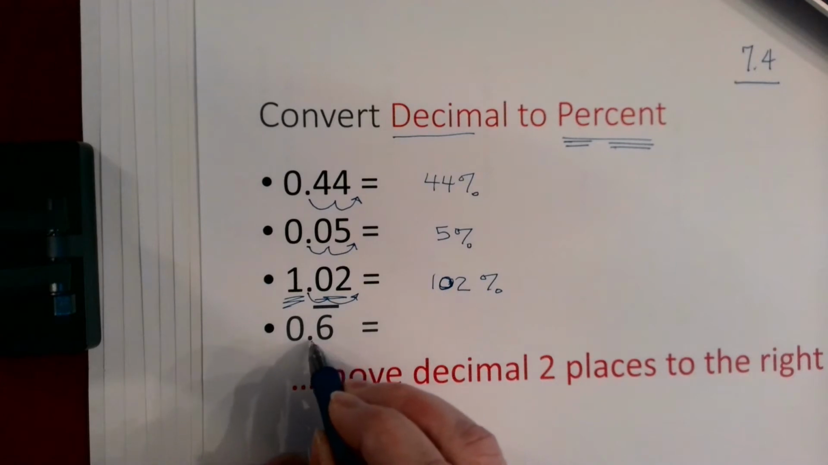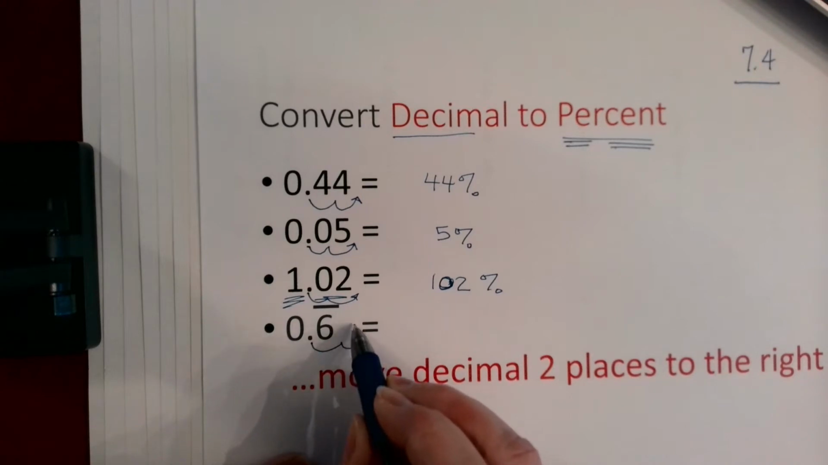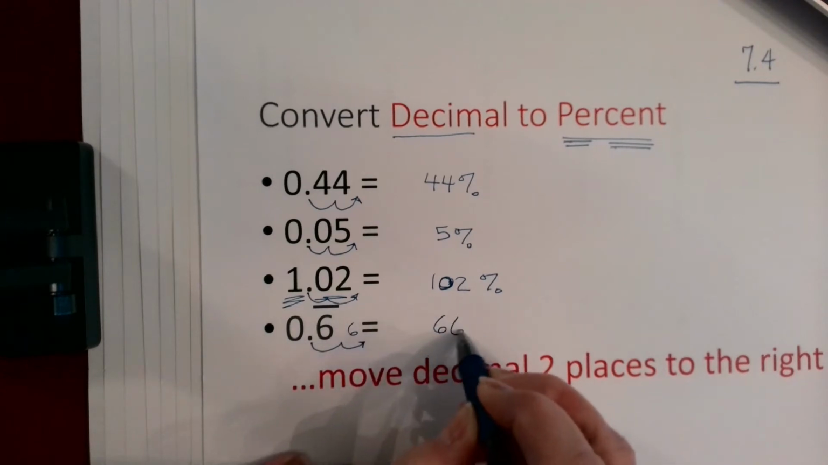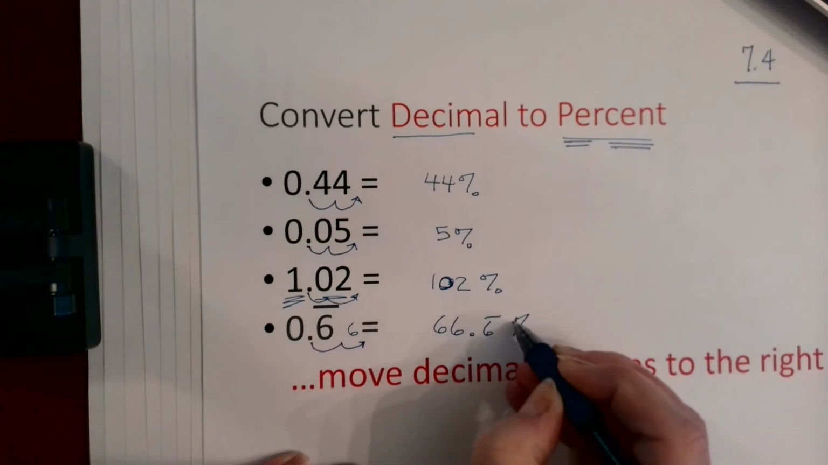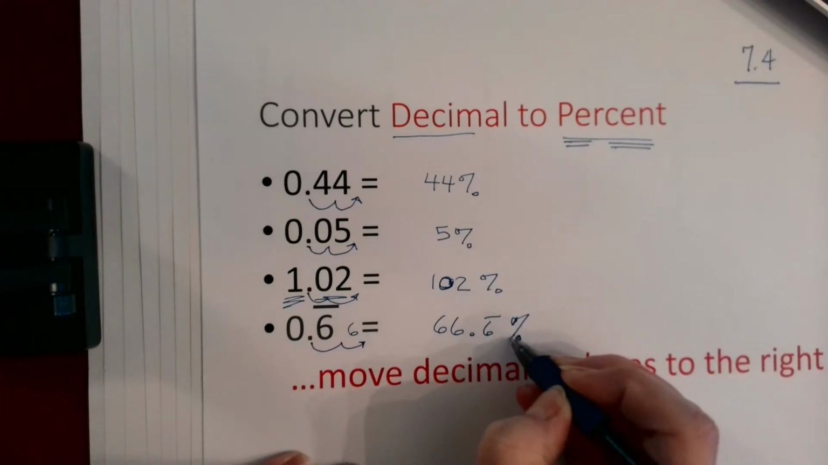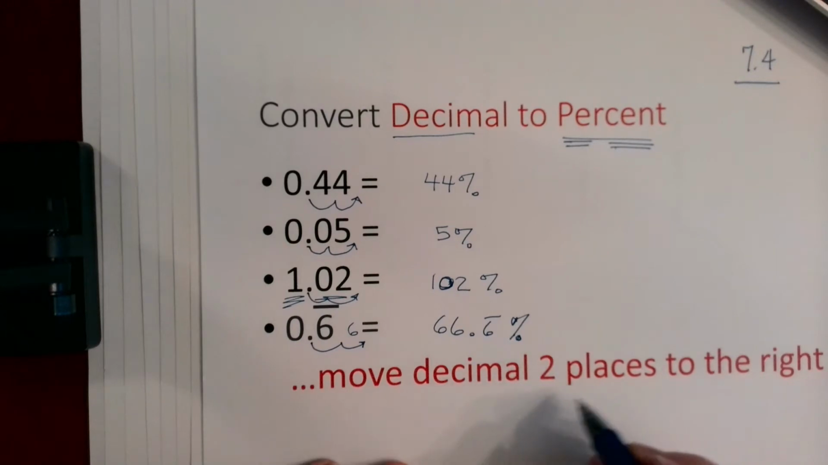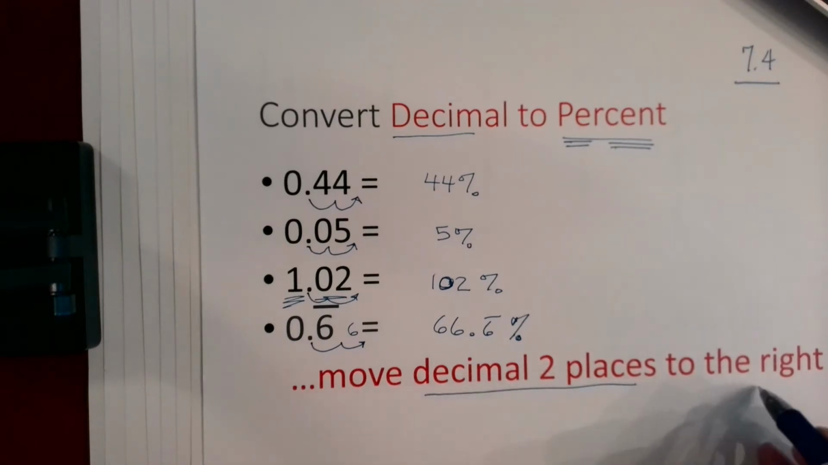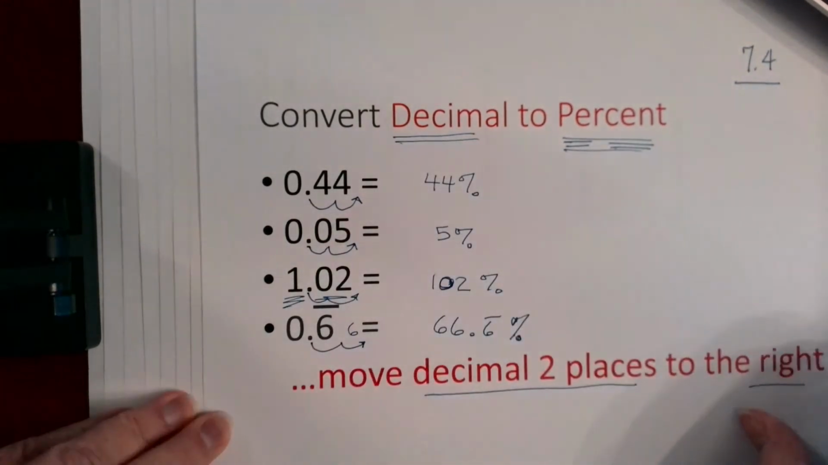0.6 is repeating. Move the decimal twice. Cha-ching! And there's your answer. If there's no object there, you put a 0 normally, but we know the 6 is repeating, so we just keep putting 6s, because the 6s keep repeating, and that's the answer. 66.6 repeating. Move the decimal 2 places to the right when you're going decimal to percent.